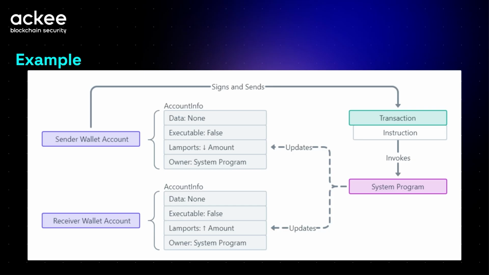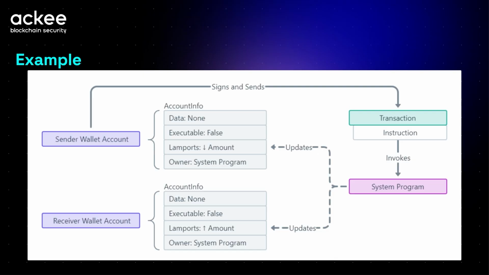Now let's have a look at this example, again from the left side to the right side, then to the middle. This is an example of transferring lamports with the system program transfer instruction. Let's start with the sender wallet account. This account does not contain any data, it is not executable, it contains some amount of lamports, and the owner is the system program. Then the sender decides that he or she wants to send a friend some amount of Solana, or some amount of lamports.